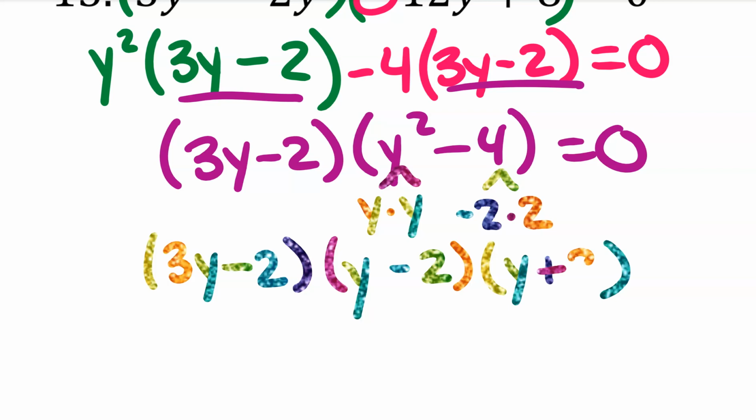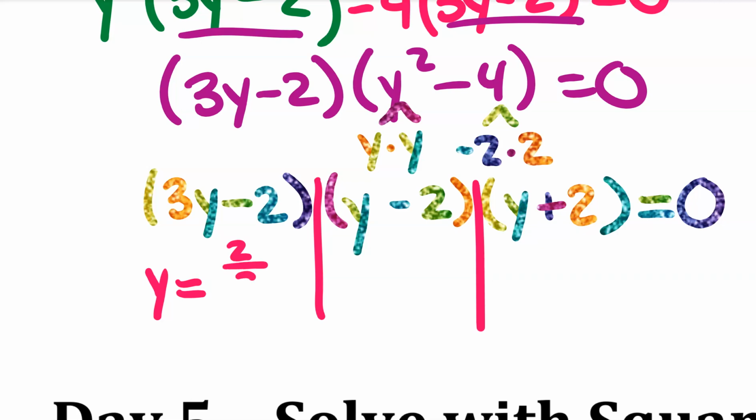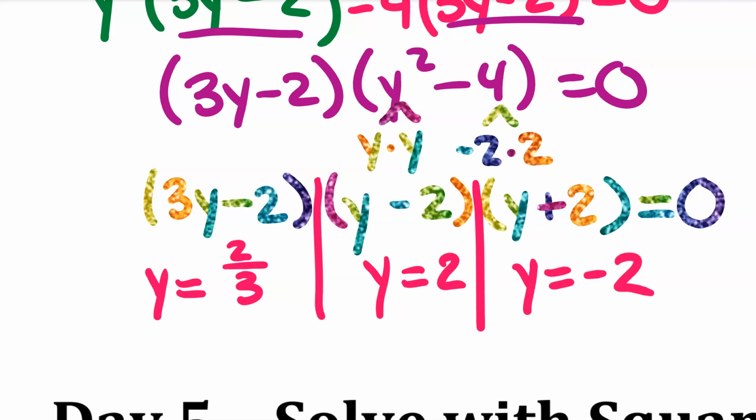One of them's going to be positive. One of them's going to be negative. I realize why I don't use rainbow pen a whole lot, because it's kind of hard to see. Okay. So I have 1, 2, 3 zeros. This one right here you might have to solve for, but I think some of you have pretty good number sense, so you understand you move the 2 over and then divide by 3, so you would get 2 over 3. This one would be 2. This one would be negative 2. So 3 different zeros on that one. That's a tough one.